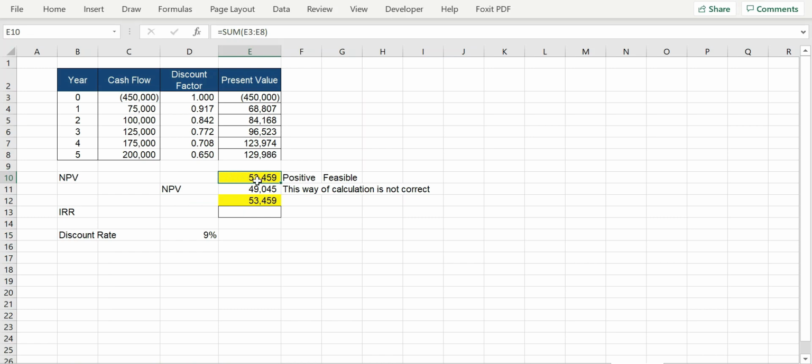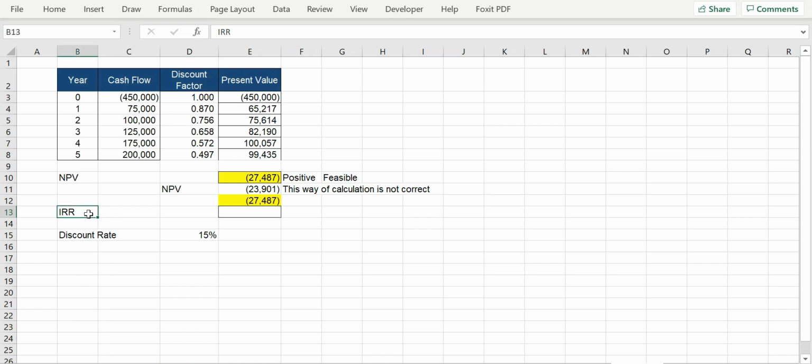Now at 9% discount rate, the NPV is 53,459. Supposing if you change it to 10%, the NPV will decrease. If you apply 15%, it's a negative 27,487. So as you can see, when you change the discount rate, the NPV will decrease. It's changing. So therefore we need to identify the rate at which NPV will be neither positive nor negative.